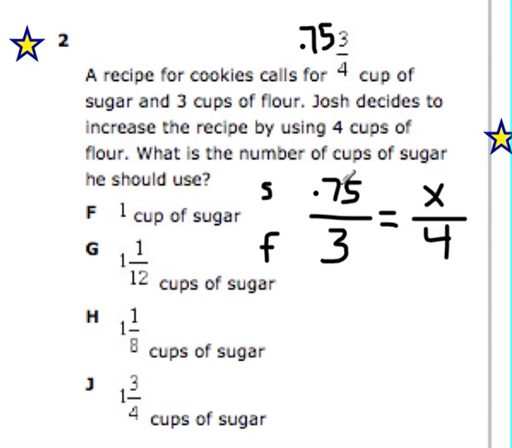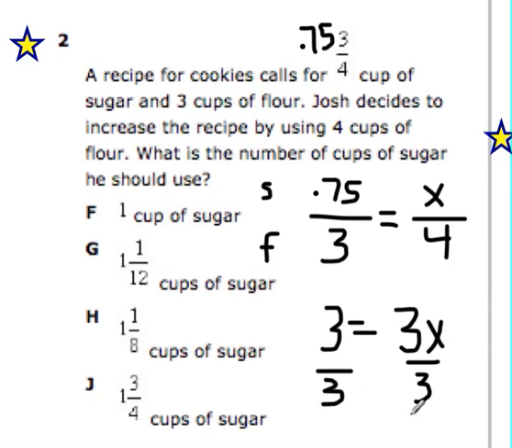So we're going to take 4 times 3/4. And when we take 4 times 0.75, we get 3. We have 3 equals, and then we multiply 3 times x to get 3x. Now, to solve for x, we're going to divide both sides by 3. And so x equals 1 cup. He will need 1 cup of sugar.